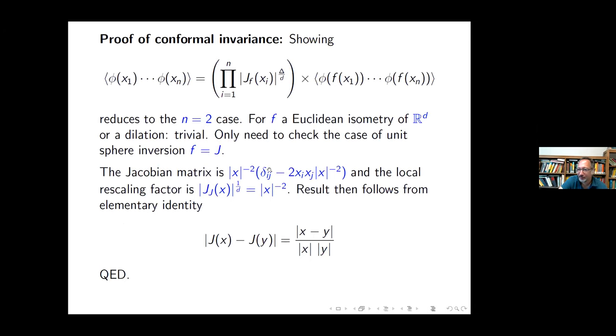Okay, now I think every talk should have at least one proof. So here is the proof. I'm going to prove to you that this is indeed conformally invariant under global conformal transformations. So I have to show this identity.